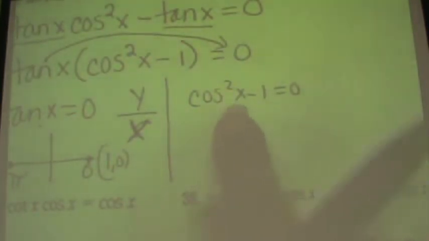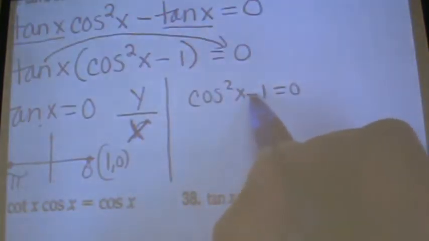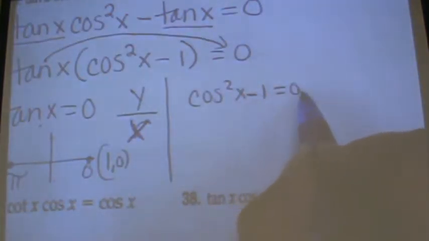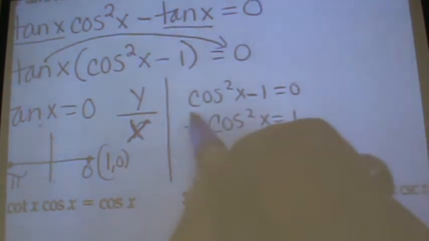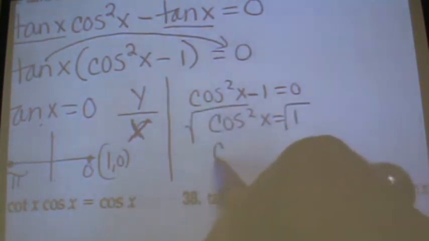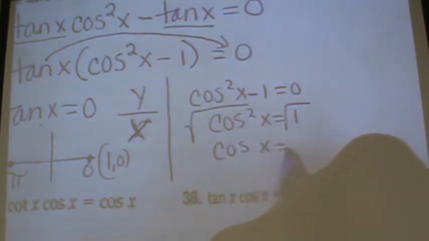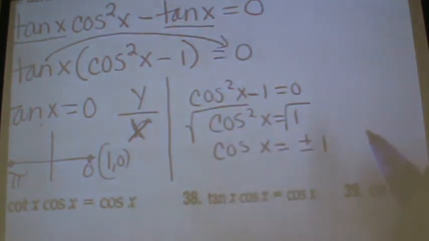Next one, how do you think you're going to solve this one, cosine squared x minus 1? Anyone think they know what to do with negative 1? Add it. And then what? Square root both sides. So cosine is equal to plus or minus 1.